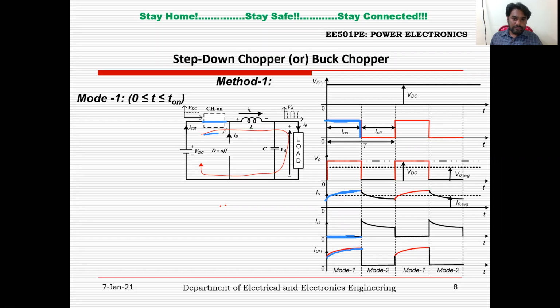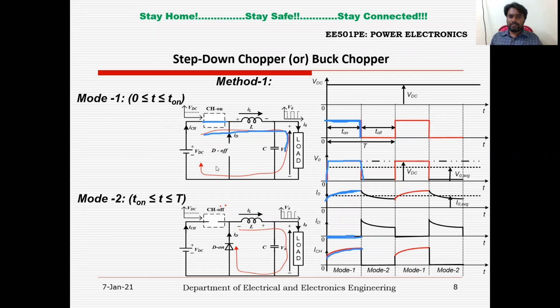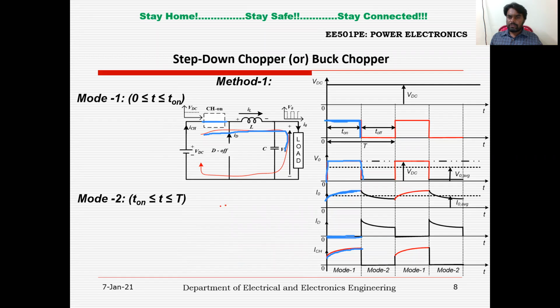Right? And due to the presence of this current, you will be having some voltage across the load because it is having some resistance or some load. The current multiplied by the load impedance will be the load voltage. So you can see the voltage across the load will be something here. Right? So these are the equivalent circuit during mode 1. It is from 0 to t on. This is the time axis t, where t is greater than 0 but less than t on.